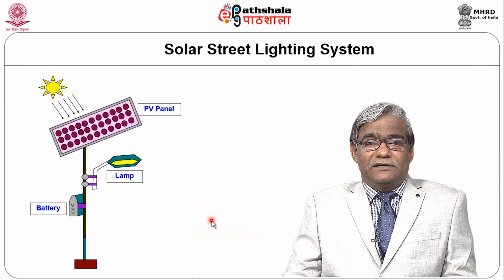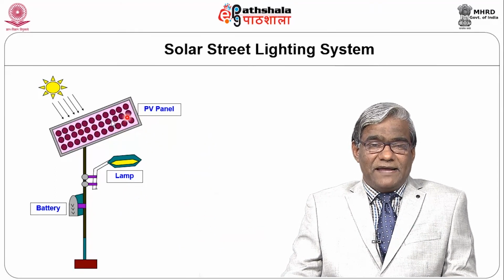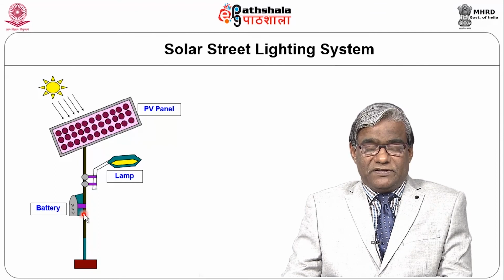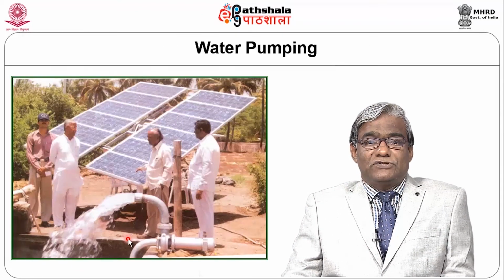This is about solar street lighting. Here is the solar PV panel, this is the battery for the storage, and this is the lamp. These are very small, tiny components: solar PV panel, lamp and battery. This could be installed on streets where there is no electricity, where there is no grid connection, and definitely it is a very good application for lighting.